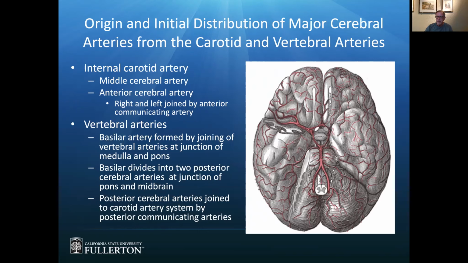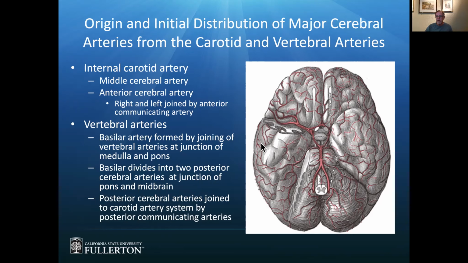Okay, and so the basilar courses up here, and then when it gets to the junction of the pons and the midbrain, right here, the basilar divides into two posterior cerebral arteries. And here's one, here's the other, and it wraps around the midbrain and courses to the back part of the cerebrum. Okay, I think we've almost got everything, but I do want to point out the circle of Willis, which I know you guys know.